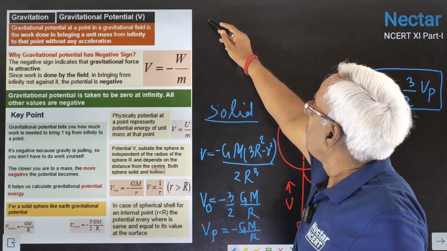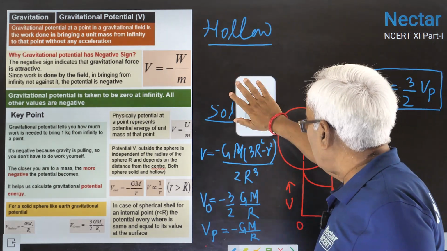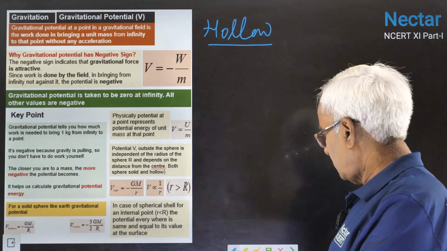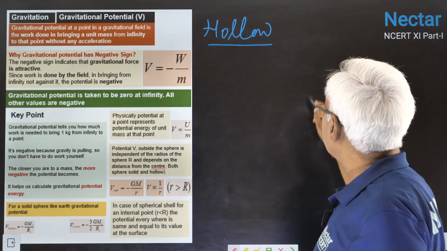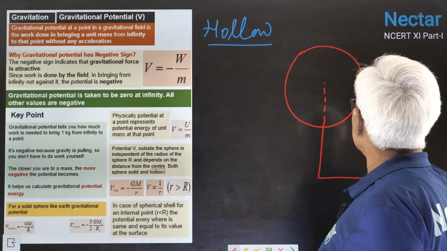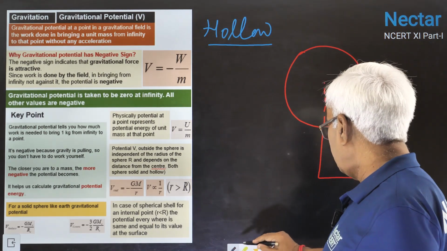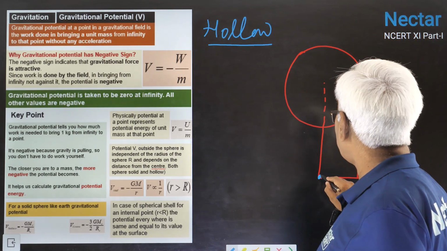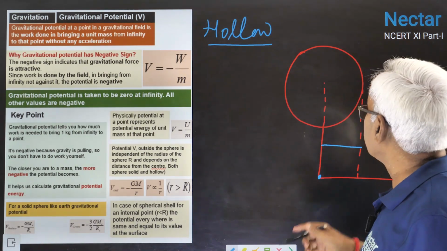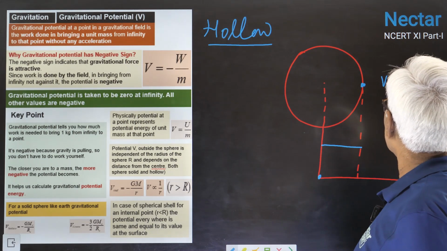Now we'll consider the hollow sphere. Keeping in mind that outside, both the spheres behave in the same manner, inside their behavior is different. It is a hollow sphere, and we'll consider the points outside and inside both. The points inside will have the same potential as that on the surface. On the surface, you know, here it is minus GM upon R.